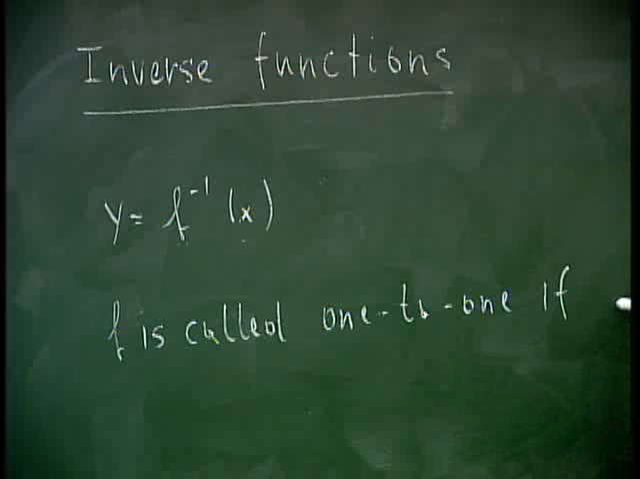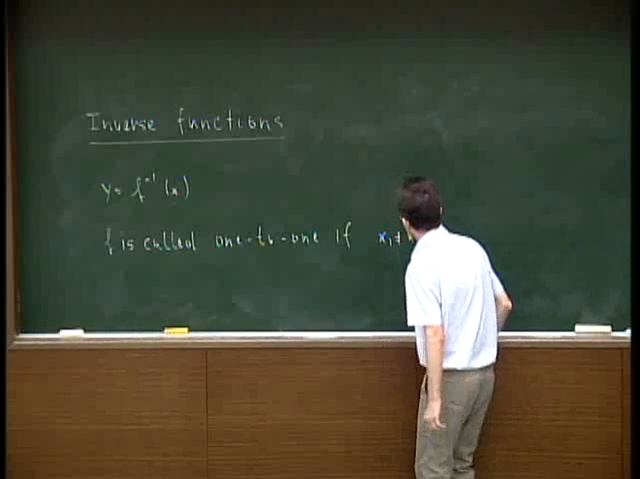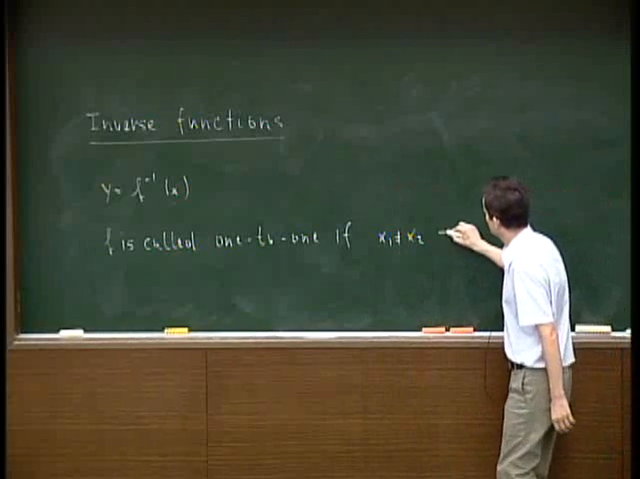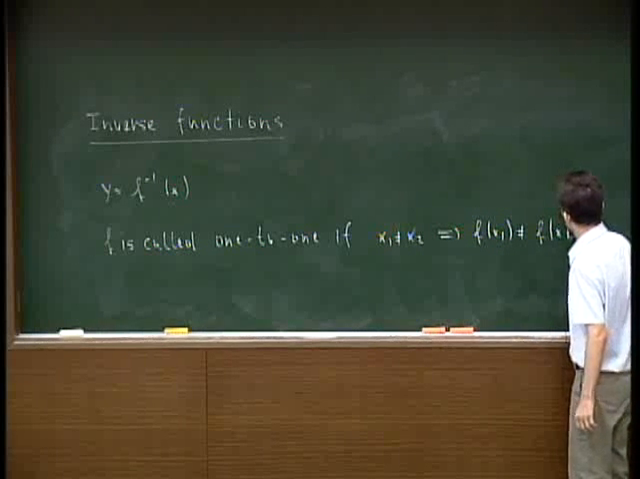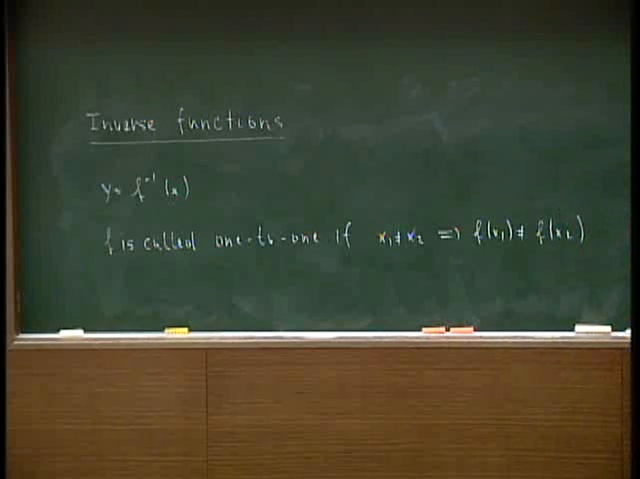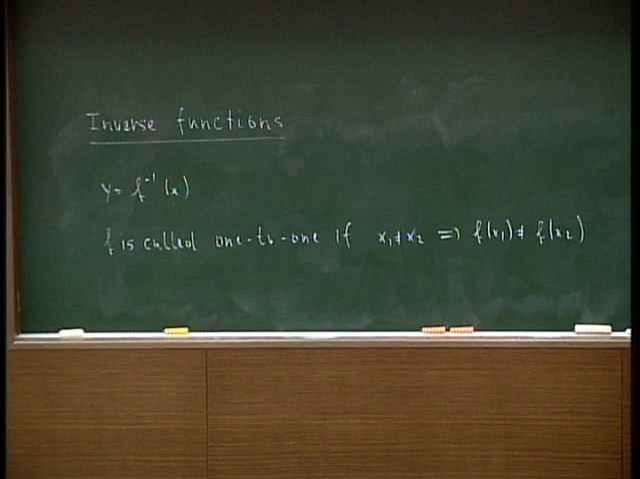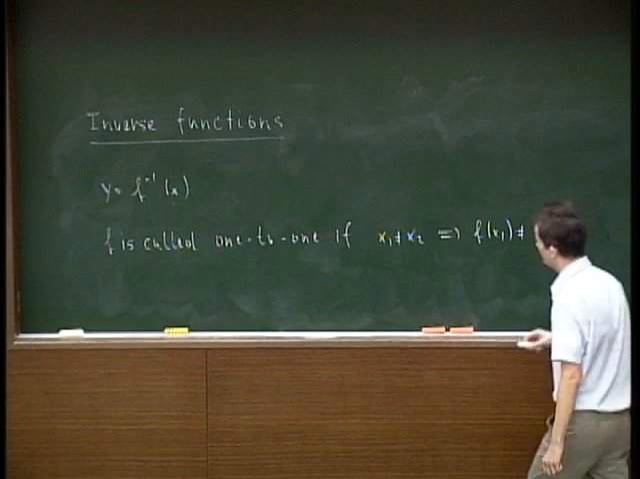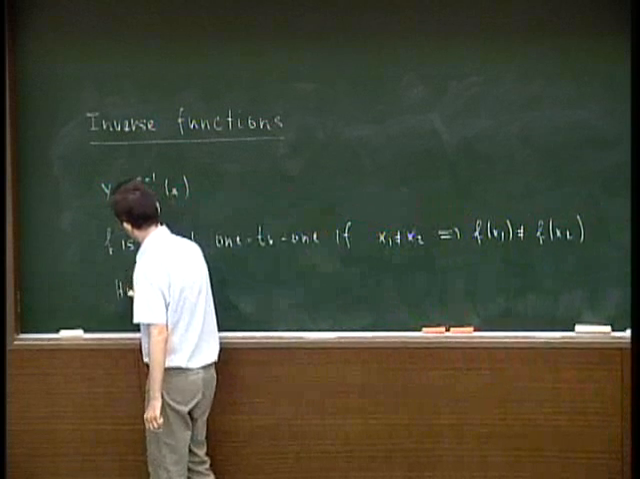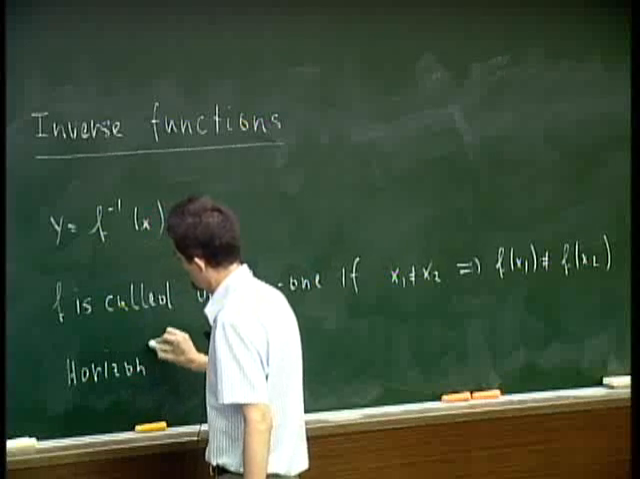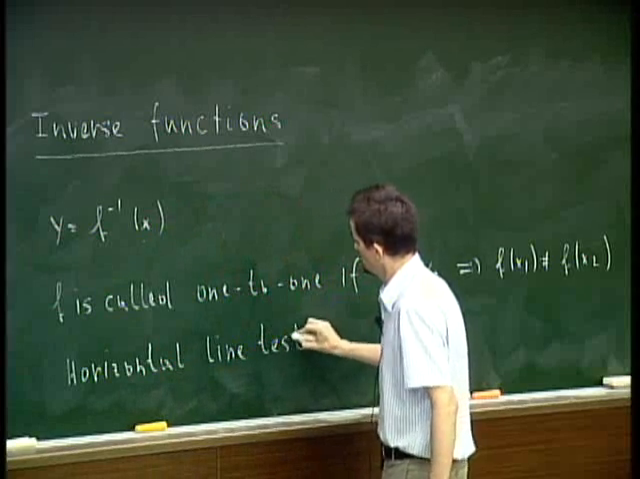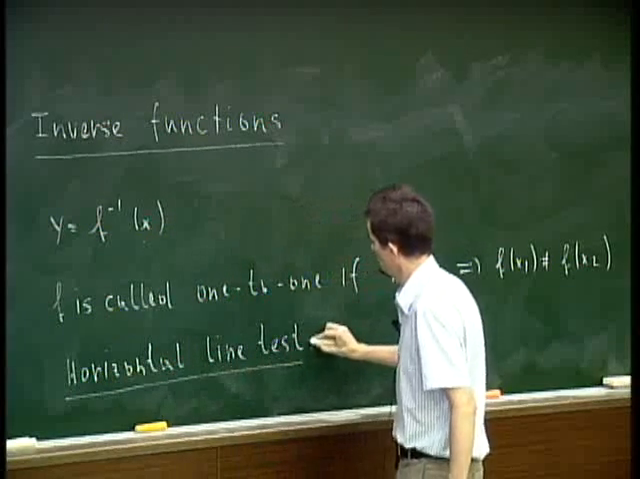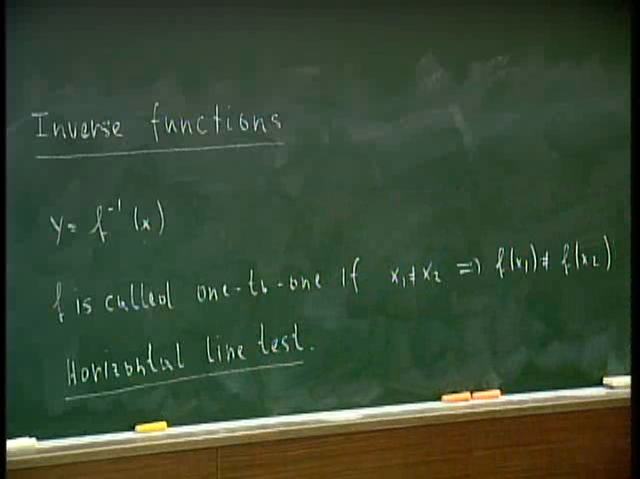So a function is called 1-to-1 if x1 is not equal to x2 implies that the images will also be different. The importance of such 1-to-1 functions is that those are the functions which have an inverse. In our textbook we have the so-called horizontal line test, which is a possibility to check whether a function is 1-to-1.